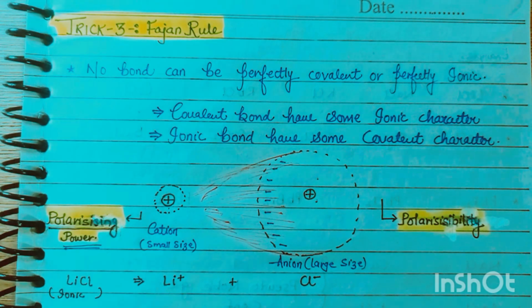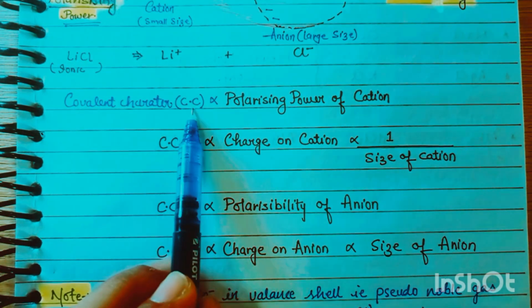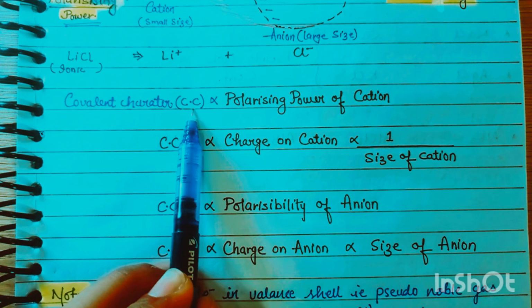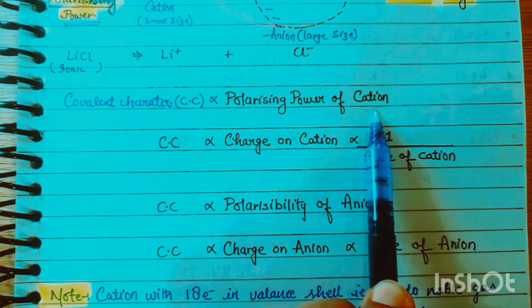But I'm not going into detail about all the trends to calculate the covalent character in an ionic compound or ionic character in a covalent compound. I want to tell you the short trick. How can you identify the covalent character? Covalent character, I am representing it as Cc, is directly proportional to the polarizing power of the cation. The more the polarizing power of the cation, the more will be the covalent character.